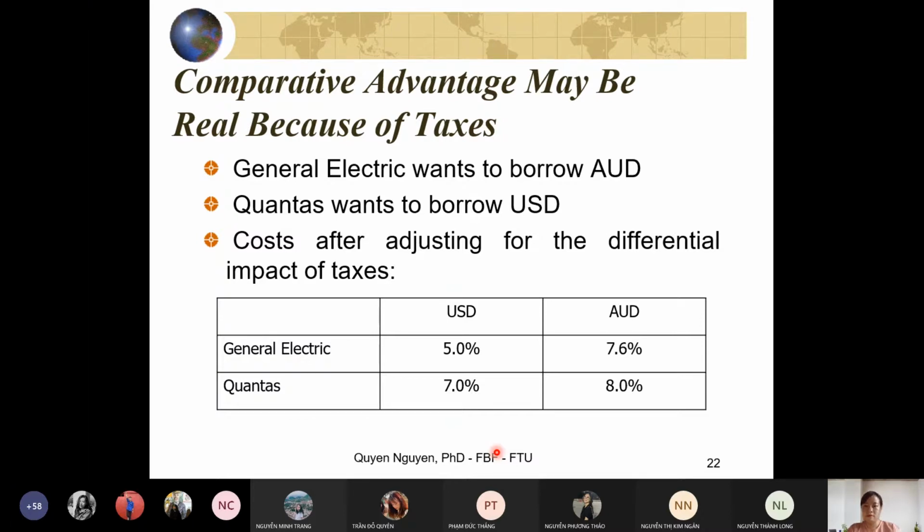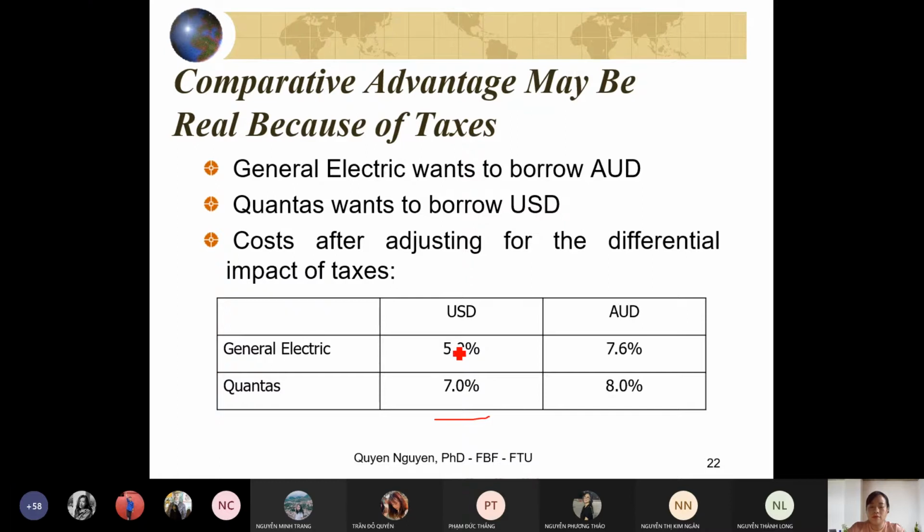General Electric has a comparative advantage in borrowing in USD, while Qantas has comparative advantage in Australian dollars, AUD. Do you agree with Ming Chang, guys? Yes, I do. Okay.